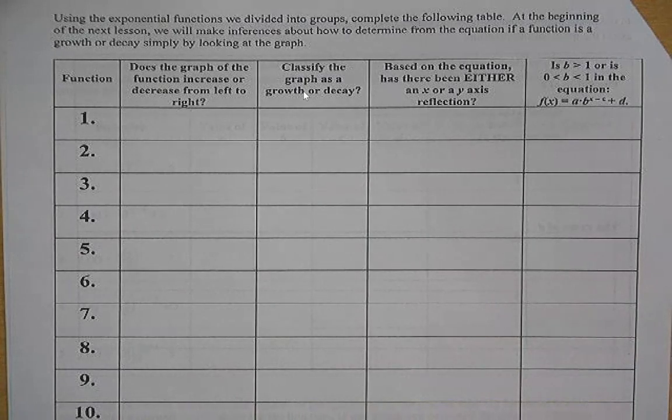On this page, we're going to use the exponential functions that we started with from the beginning, and we're going to complete this table. At the beginning of Part B notes, we're going to make inferences about how to determine from the equation if a function is a growth or a decay simply by looking at the graph. So I'm going to need to flip back and forth from the graphs of the functions to this particular table.